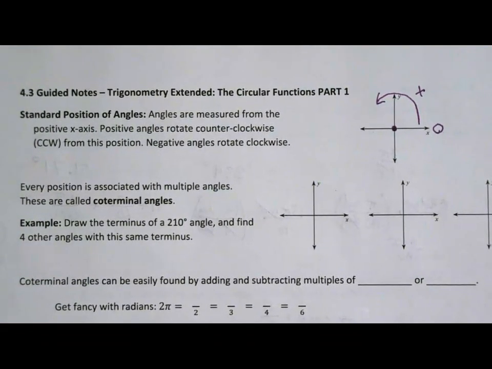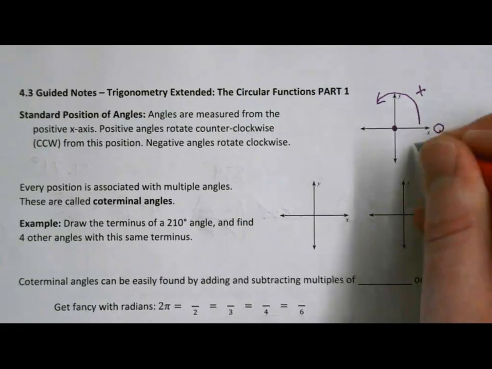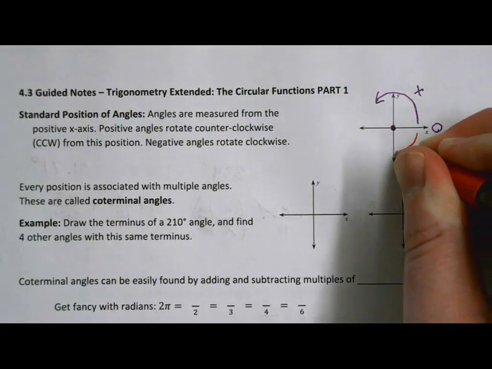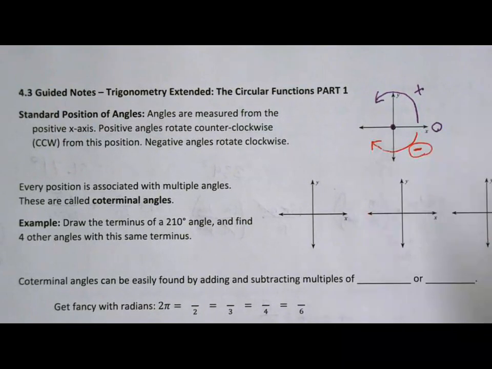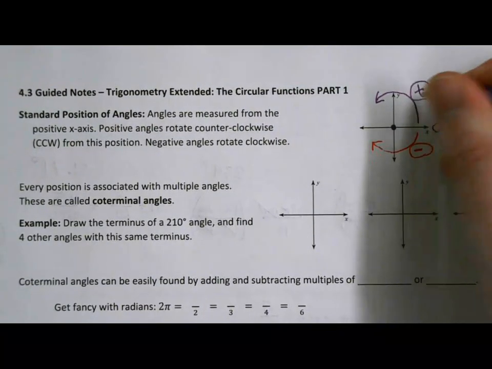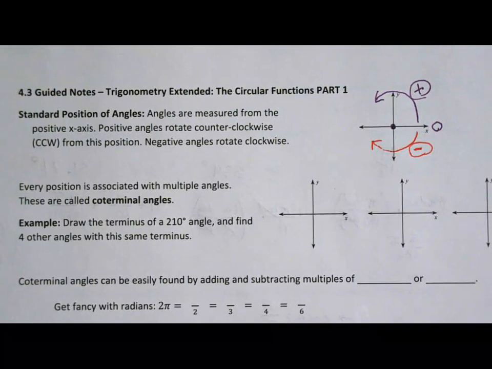Back in geometry, you were probably told that negative angles don't make sense. But in trigonometry, they do. Negative angles go clockwise. So negative angles go clockwise, positive angles go counterclockwise.